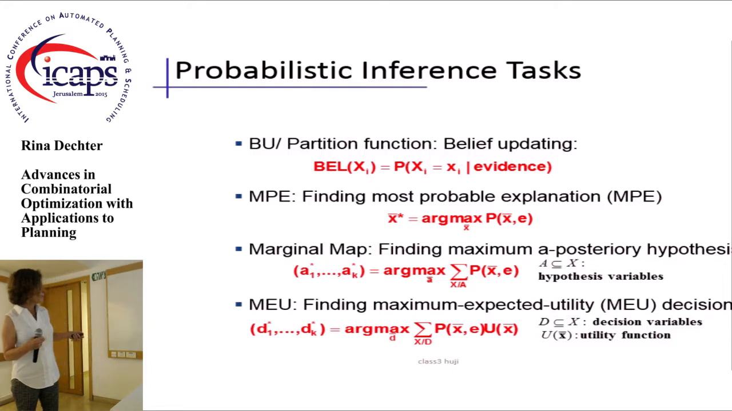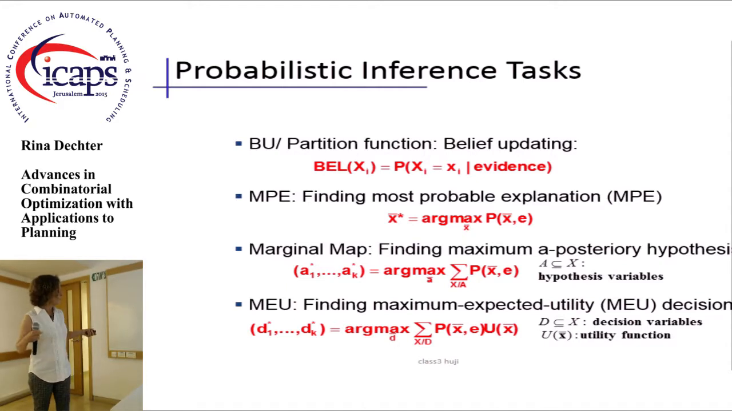So for most of the talk, I will focus on this query, and maybe on this query as well, and mention it because it's very easy to extend everything to this belief query. And towards the end, I will talk more about marginal MAP and maximum expected utility.